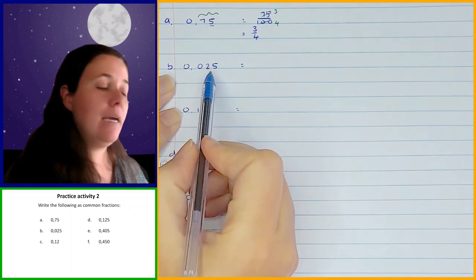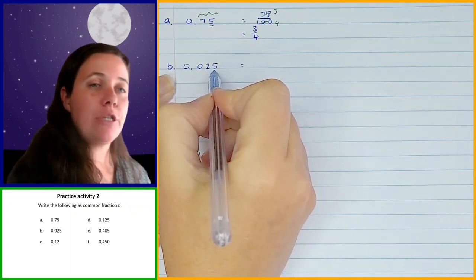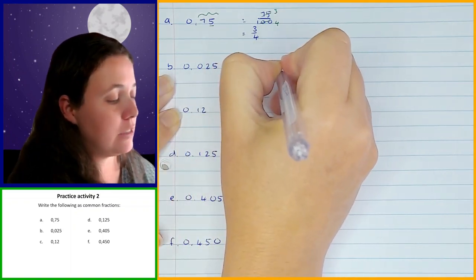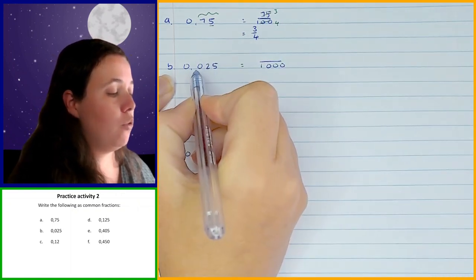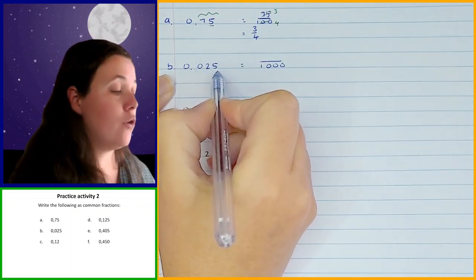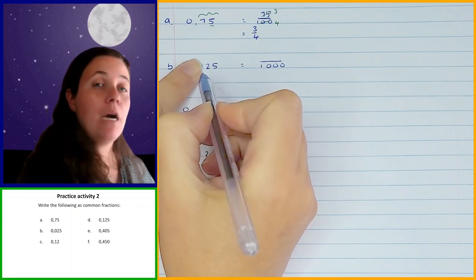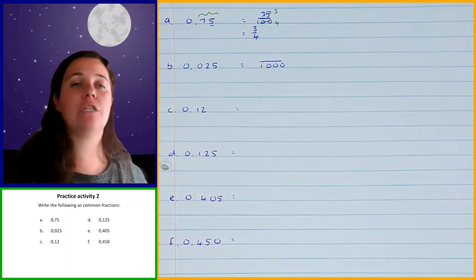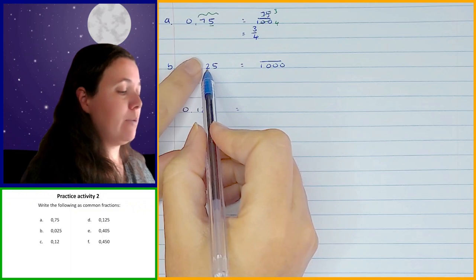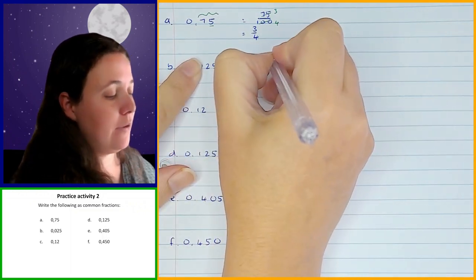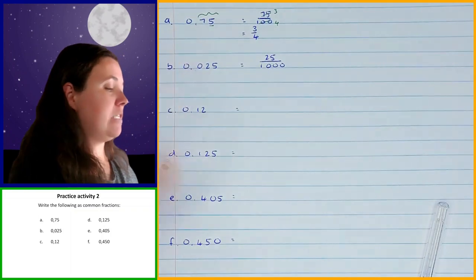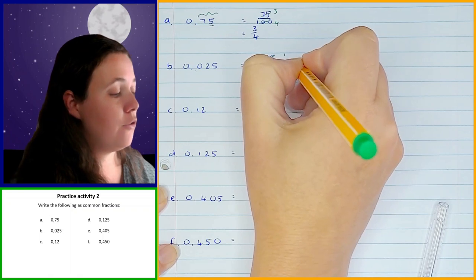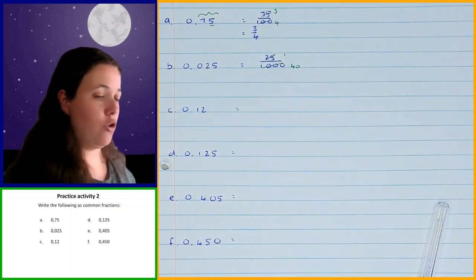Question B, here again I look for my last non-zero digit. It is the 5 again, but this time it's in the thousandths position, so I'm going to have something over 1,000. Then I take all of this and write it as a number over 1,000, but I don't need to worry about that first zero. I do have to worry if a zero is between non-zero digits, but if it's in front of all the non-zero digits, I don't have to worry about it. I'm just going to write the 2 and the 5, making 25 over 1,000. Again, I'm going to divide by 25. That goes in there once. 25 goes into 1,000 40 times, and that gives us 1 over 40.